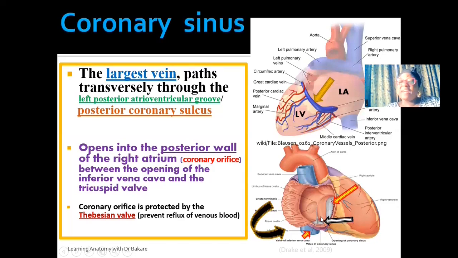This Thebesian valve is an embryonic remnant of the sinoatrial valve, and it is seen as a membranous fold created around the opening of the coronary orifice in the posterior wall of the right atrium. So it's also good for us to know this.